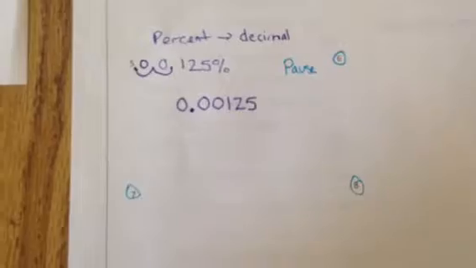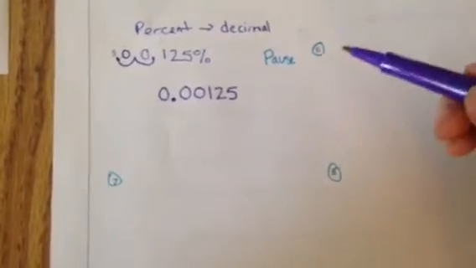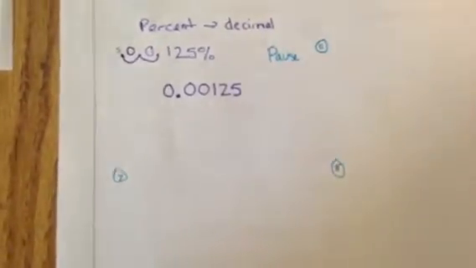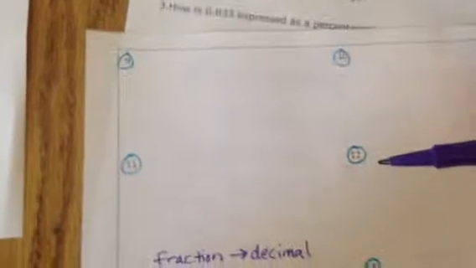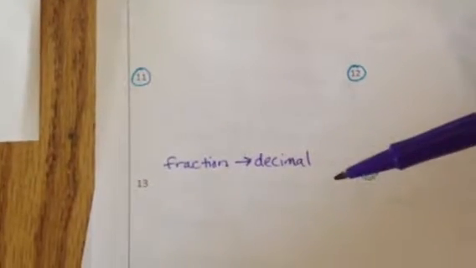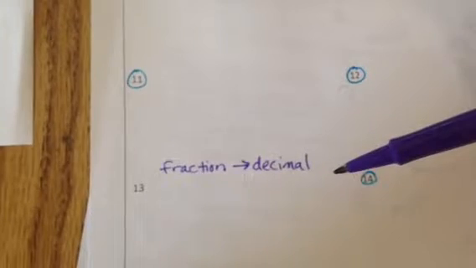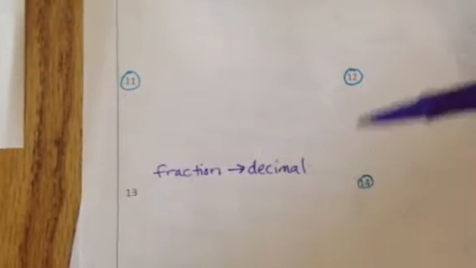Go ahead and pause now, and I want you to do number 6, number 7, number 8, and then on the back, number 9, 10, 11, 12. Okay? I'm going to show you an example for number 13 when you're ready. Go ahead and pause the video now.